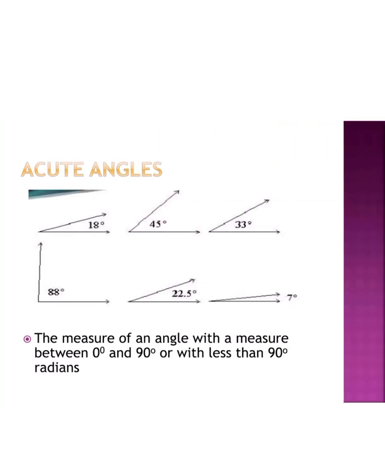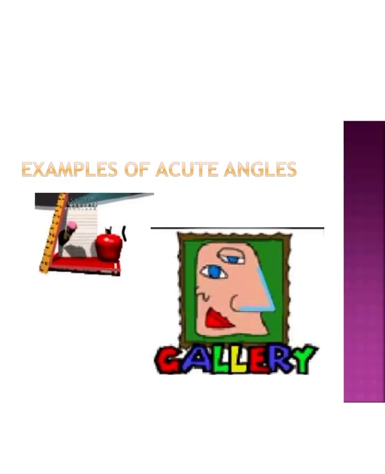Acute angle. Now, in the slide, the diagrams of acute angles are displayed. An angle with a measure between 0 degree and 90 degree, or less than 90 degree, is termed an acute angle. For example, the first figure is 18 degree, the second one 45 degree. So all the angles between 0 and less than 90 degree are called acute angles. Examples of acute angles are shown on the screen.